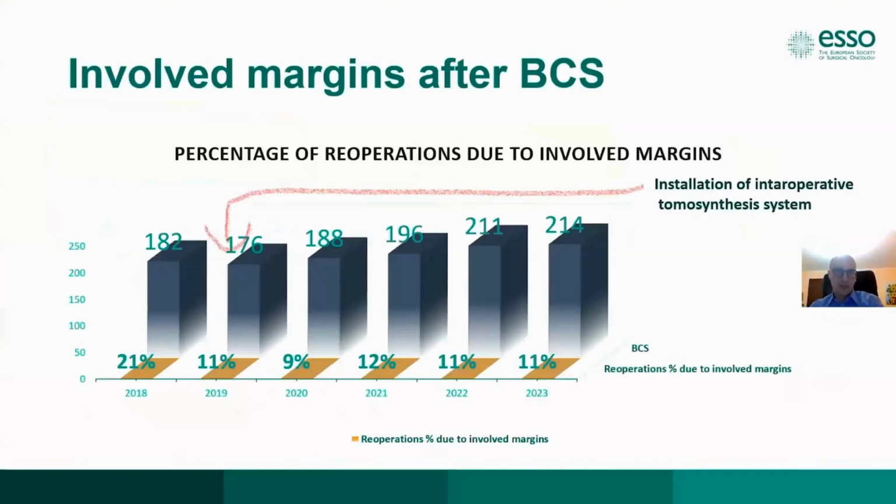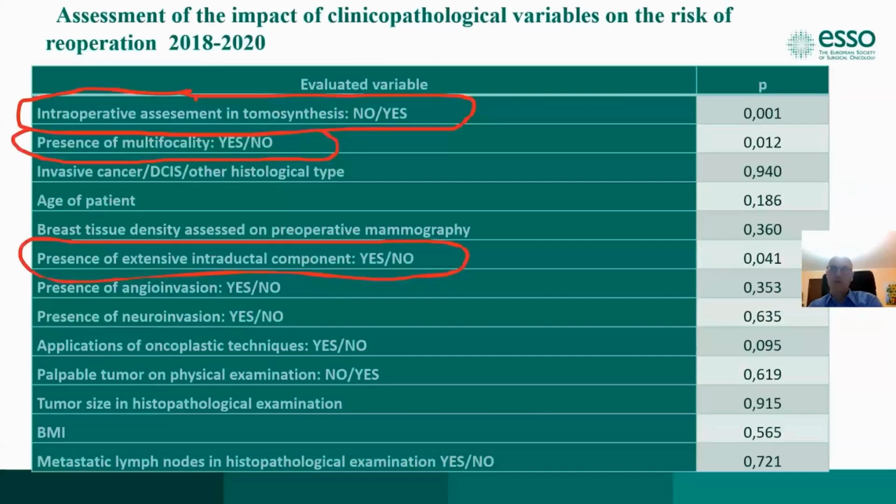The introduction of intraoperative tomosynthesis into daily clinical practice prompts us to analyze how it affected the number of reoperations due to involved margins in our material. On this slide, I have shown the number of patients treated with breast conservation at our center over the years, and the percentage of reoperations due to involved margins. Here we can see that the number of reoperations has decreased significantly since the introduction of intraoperative tomosynthesis. Well, of course, other factors affecting the number of reoperations must also be taken into account.